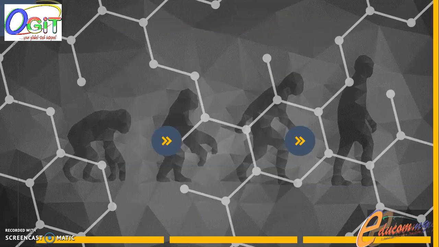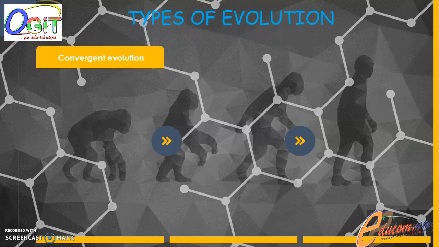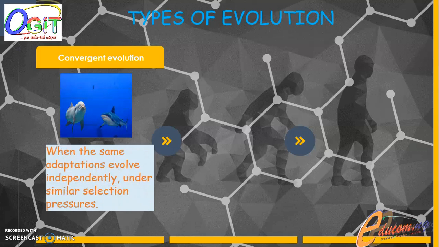Now, to the types of evolution. In today's class, I will be discussing 3 types of evolution with us. The first type of evolution I will be discussing is convergent evolution. What is convergent evolution? Convergent evolution is when the same adaptation evolves independently under similar selection pressures. For example, flying insects, birds, and bats have all evolved the ability to fly, but independently of each other.